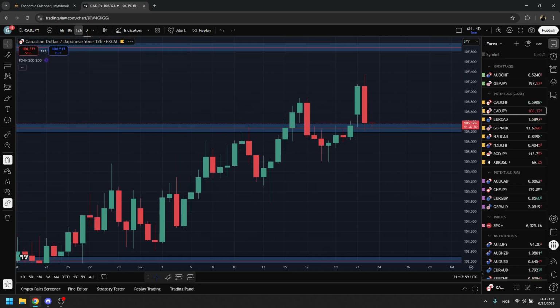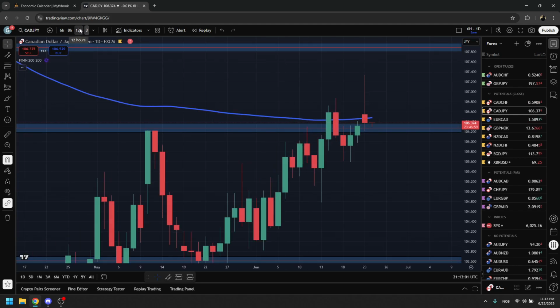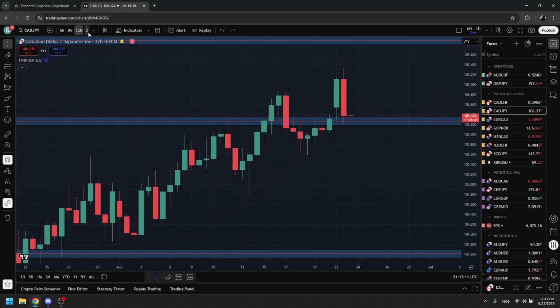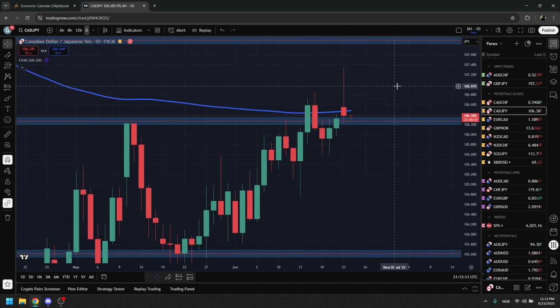This right here as well has been an interesting one that I've been looking at. It's right at the 200-day moving average. So unsure what's gonna happen with that. I'm just gonna have to see how the candle develops.